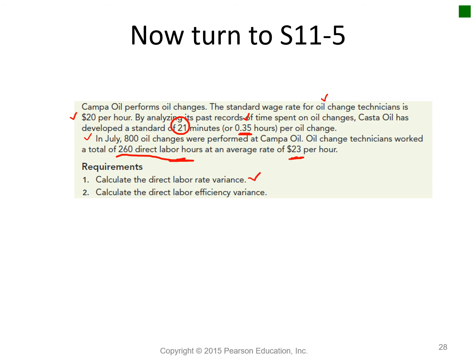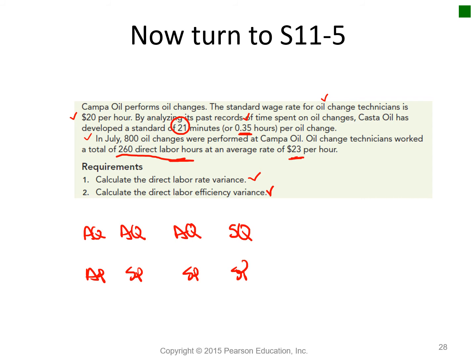So again, we're going to do the rate variance and the efficiency variance. I tend to set these up very similar to the material variances. I write actual quantity. That's the actual quantity. They call it AH. And again, I'm going to set this up exactly like I did the materials just to kind of show you that it's very similar. So let me write these in.